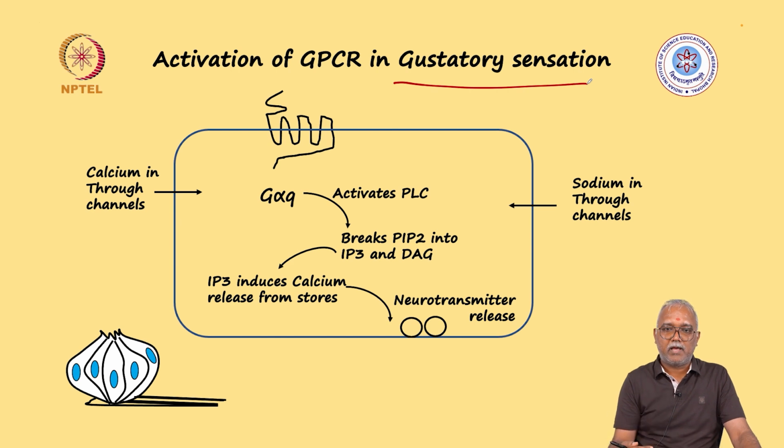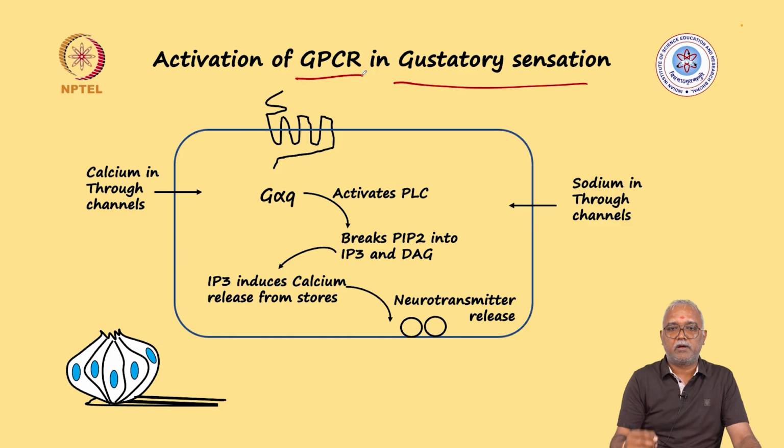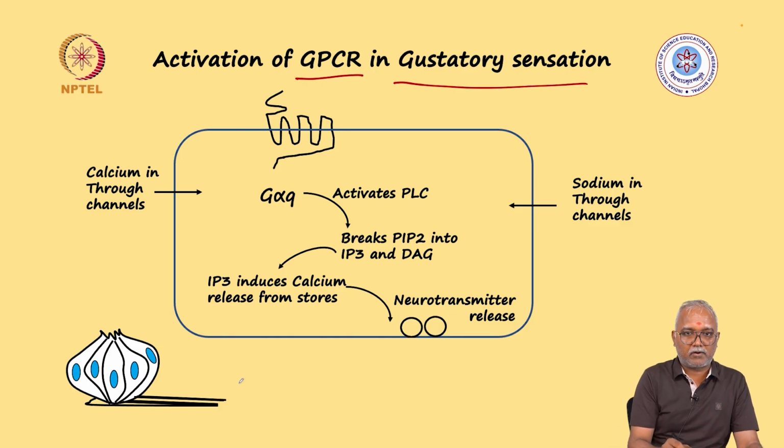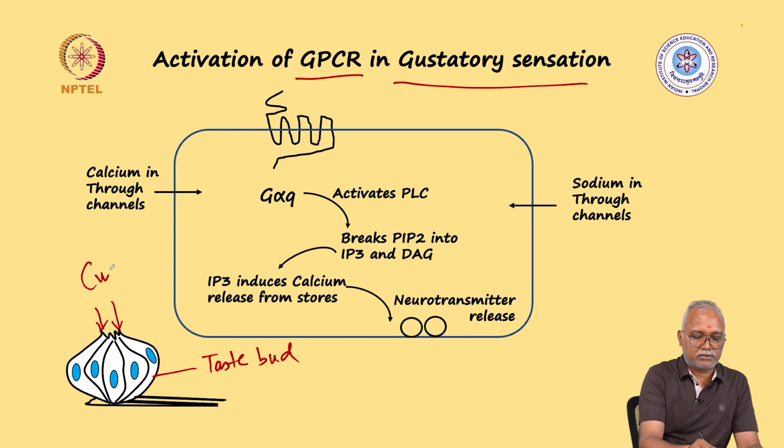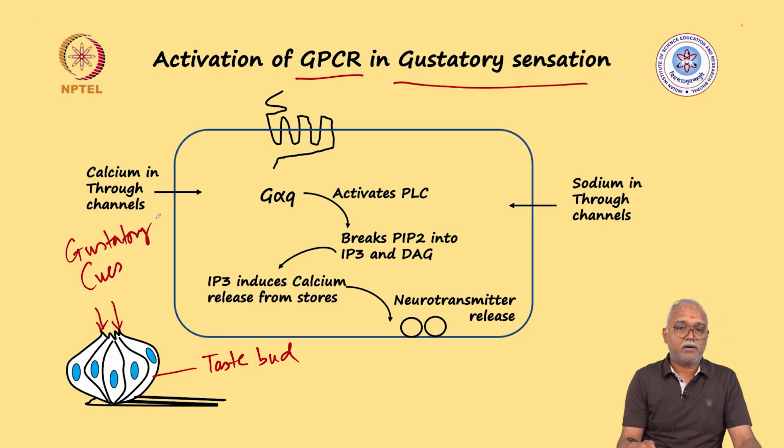Whatever our taste buds help us assess, whether it is sour, sweet, bitter and so on, is because of this GPCR signaling which goes on in the cells which are part of taste buds. This particular image shows you a taste bud, where you have multiple of these cells which receive input from these cues, gustatory cues, and then activate the G alpha of G alpha Q type.